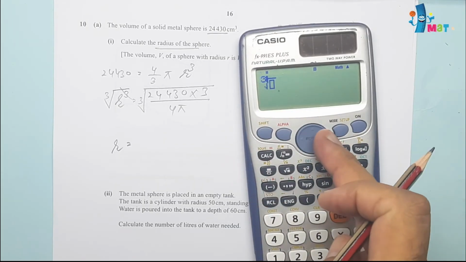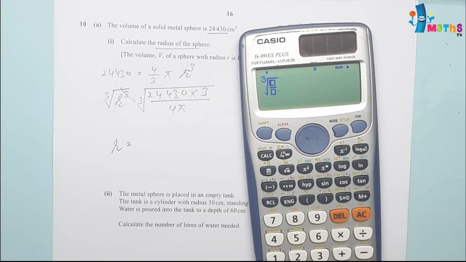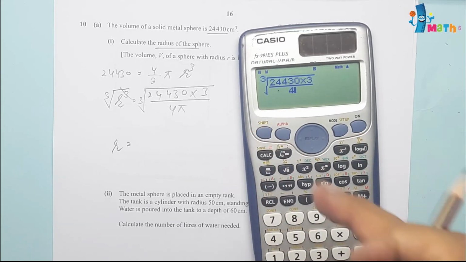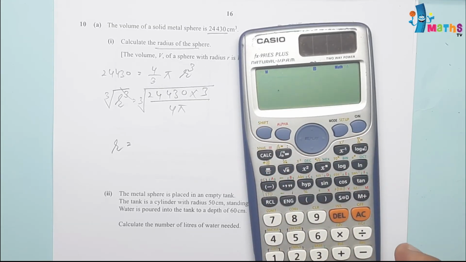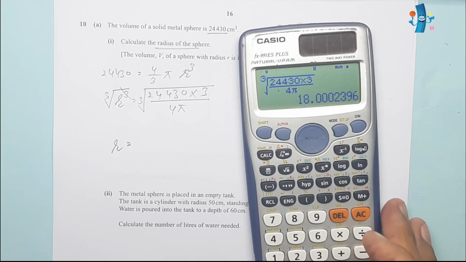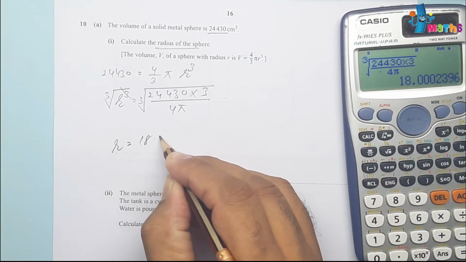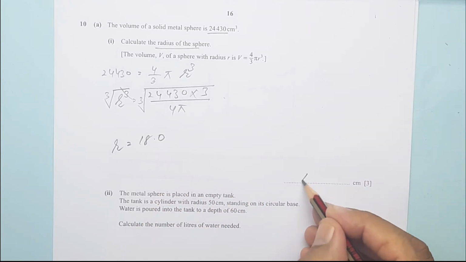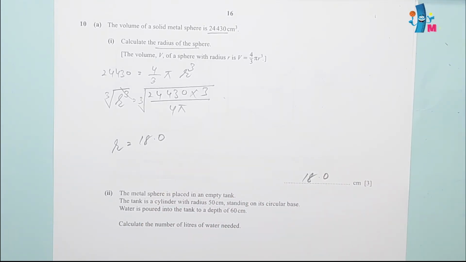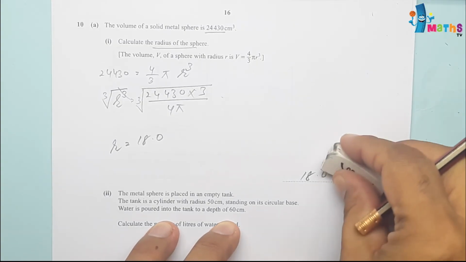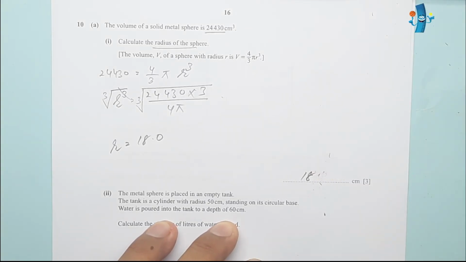So 3 here, then this will be the fraction 24430 multiplied by 3 over 4 into pi. This will be equal to 18.0. Our answer will be here 18.0, or you can just mention 18. I'll be writing 18.